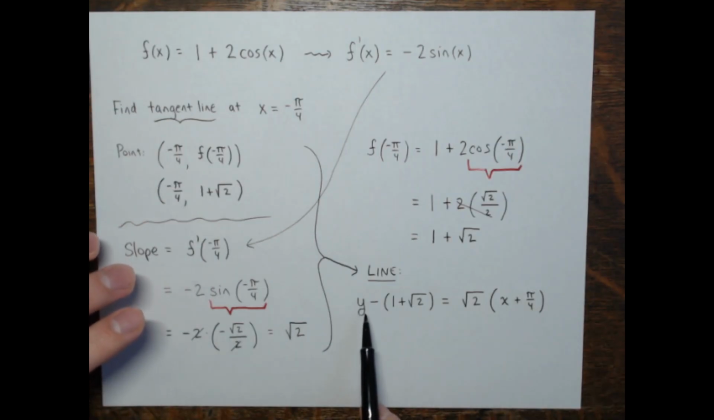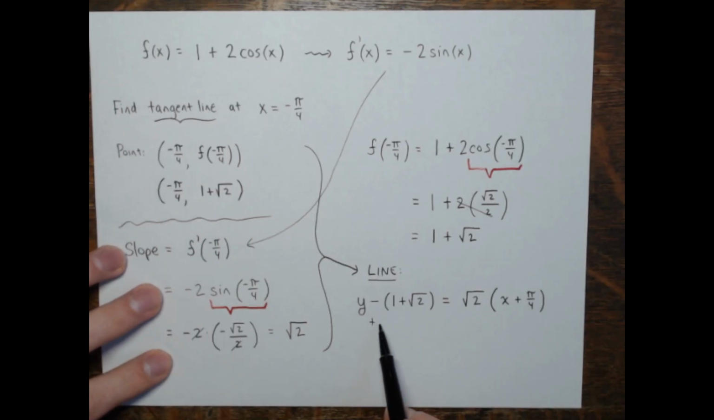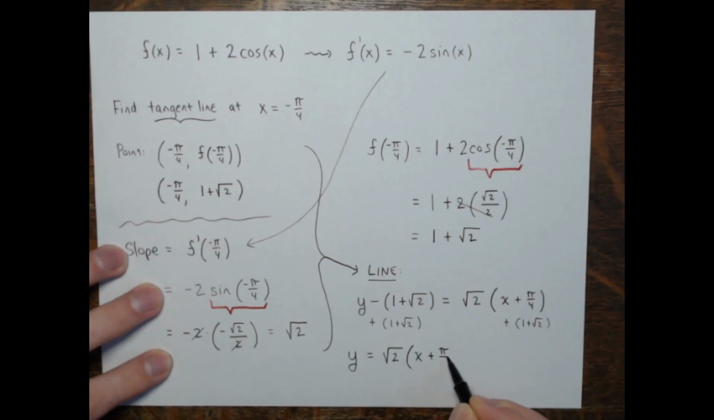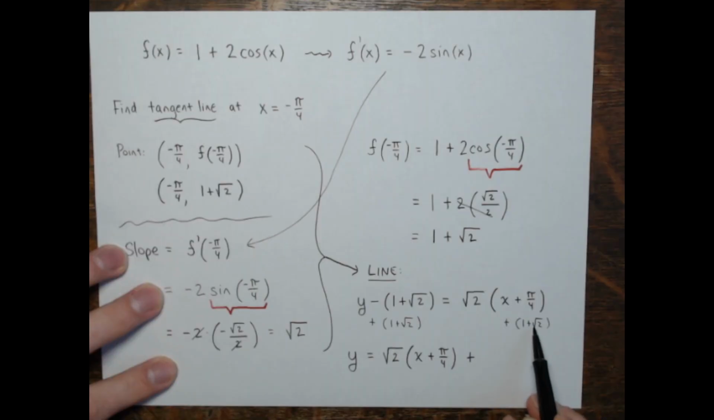Now they have y alone, so I'm just going to add this 1 plus the square root of 2 to both sides. And if it's being added, there's really no need for parentheses around it. So we have y equals, again, the slope, square root of 2, times, x minus my x coordinate, so x plus pi over 4, minus negative pi over 4, in parentheses, and then plus the y coordinate of my point, which was 1 plus root 2. Again, no need for parentheses around that. It's being added. There's nothing multiplied by it, nothing subtracted, nothing raised to powers. So this is what I'm going to enter.